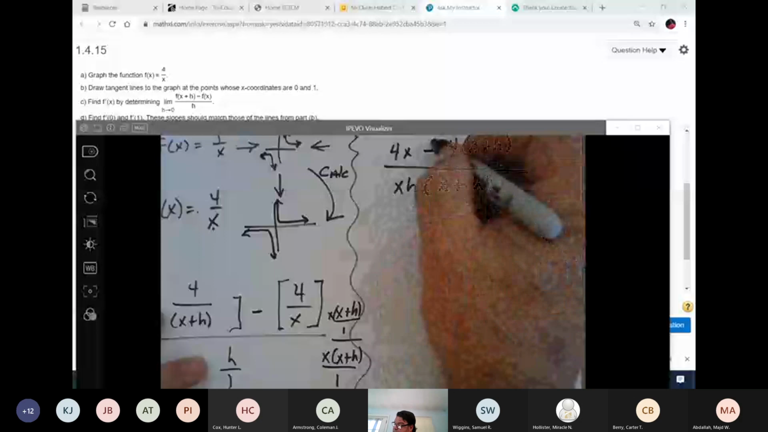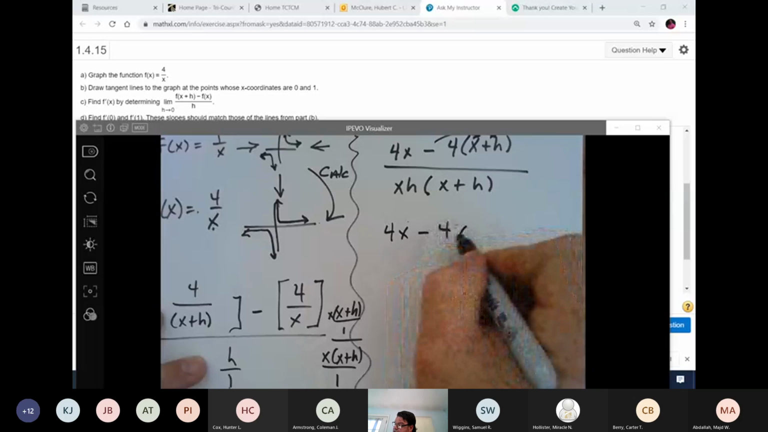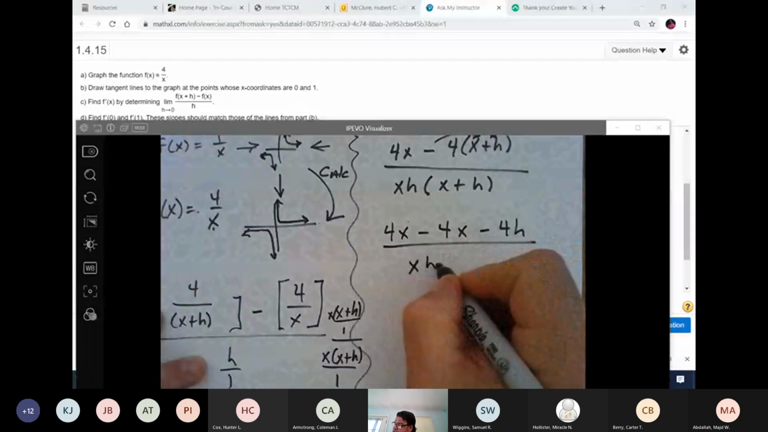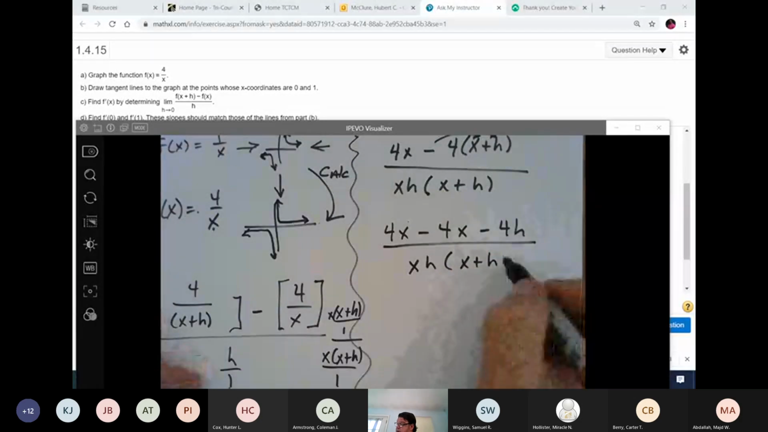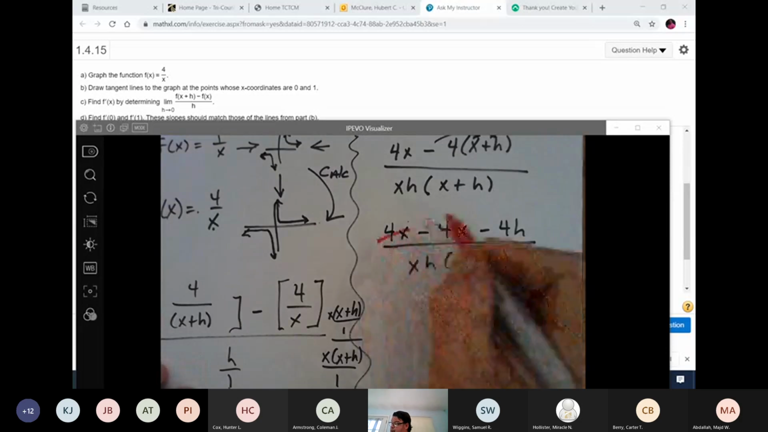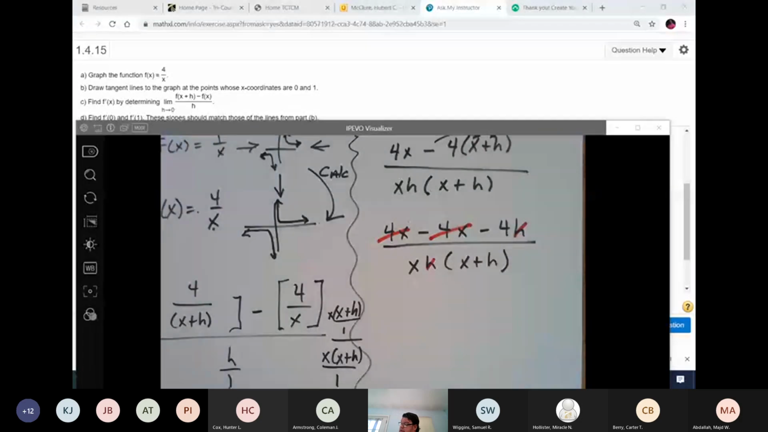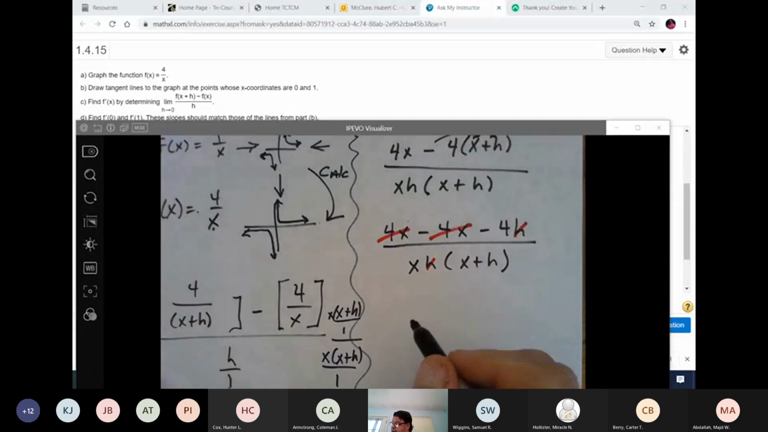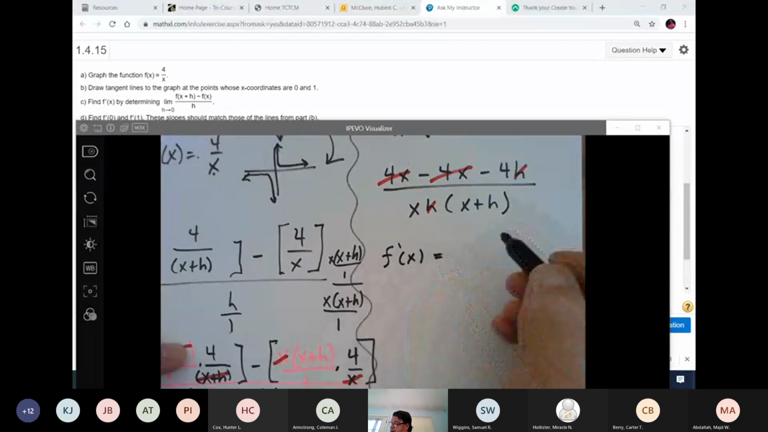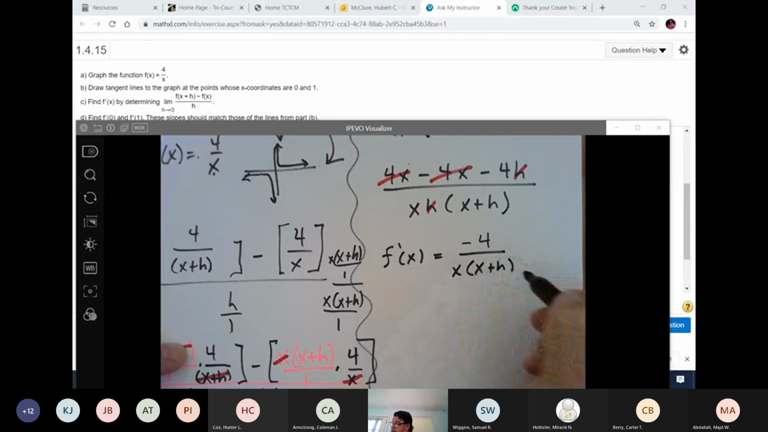All right, so distribute that -4. And that's going to be 4x minus 4x minus 4h over xh times x plus h. And of course, we all know that the x terms cancel. And the h is going to cancel with that h. And that's going to leave you with f prime of x is equal to -4 over x times x plus h.